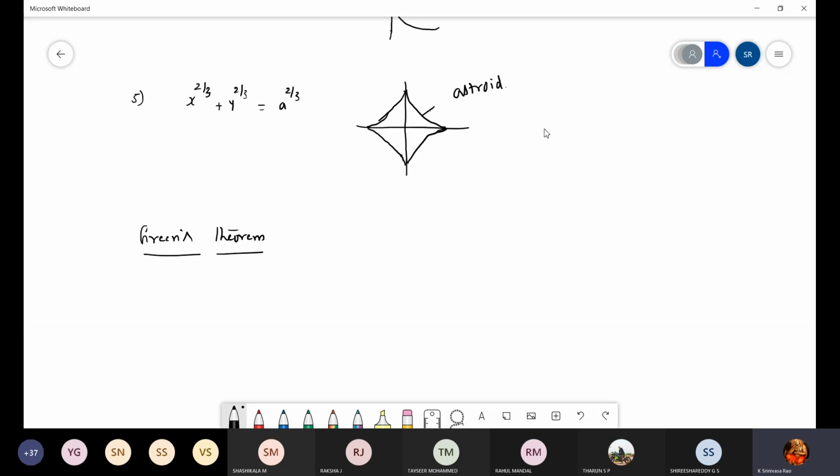Is it over, the notes, diagrams? Yes, sir. Yes. Take down. Only statement, no proof.